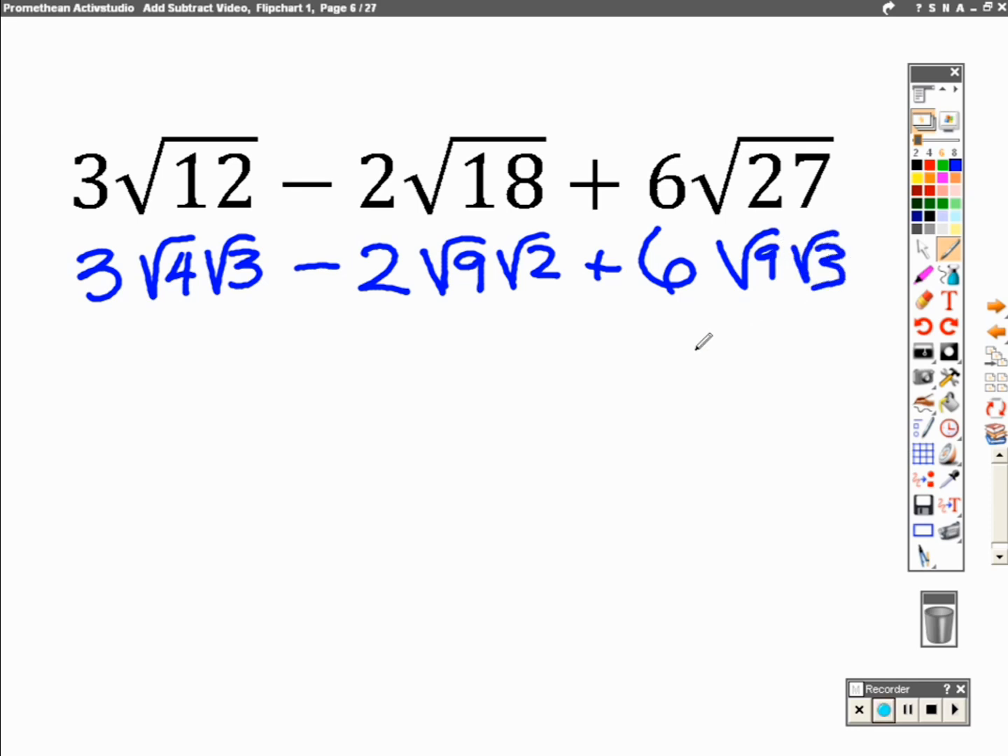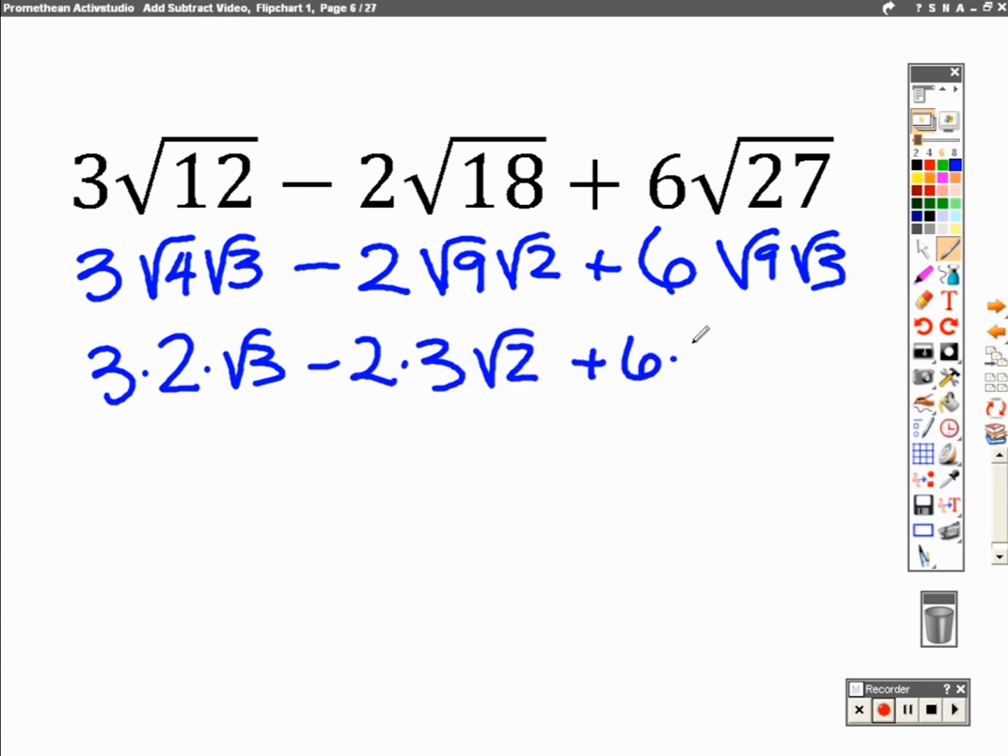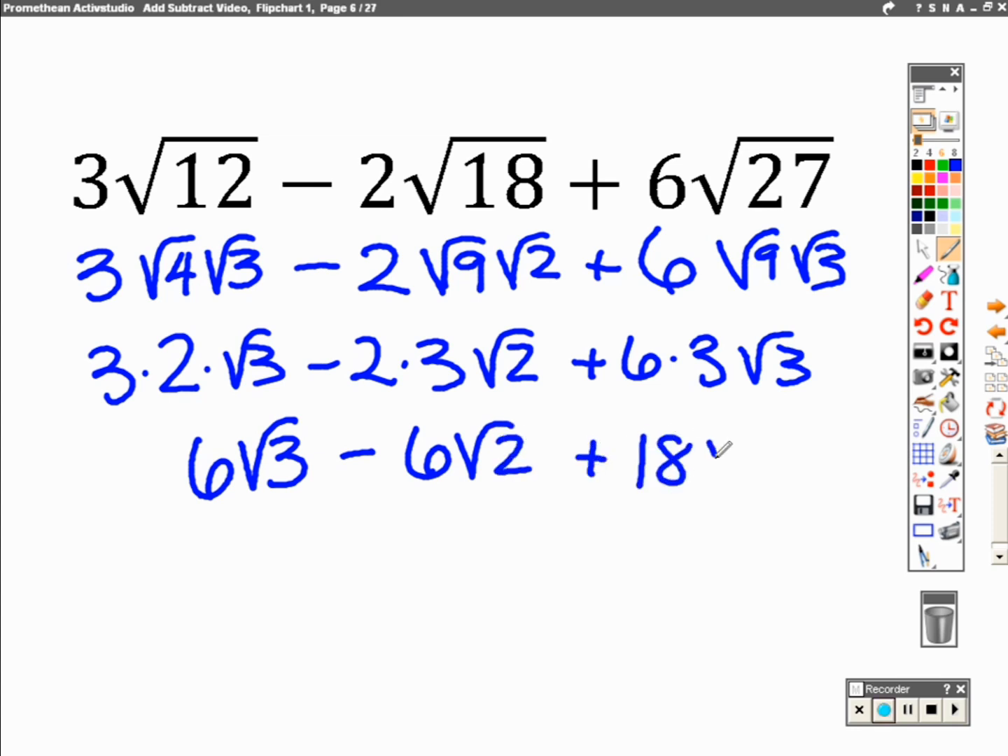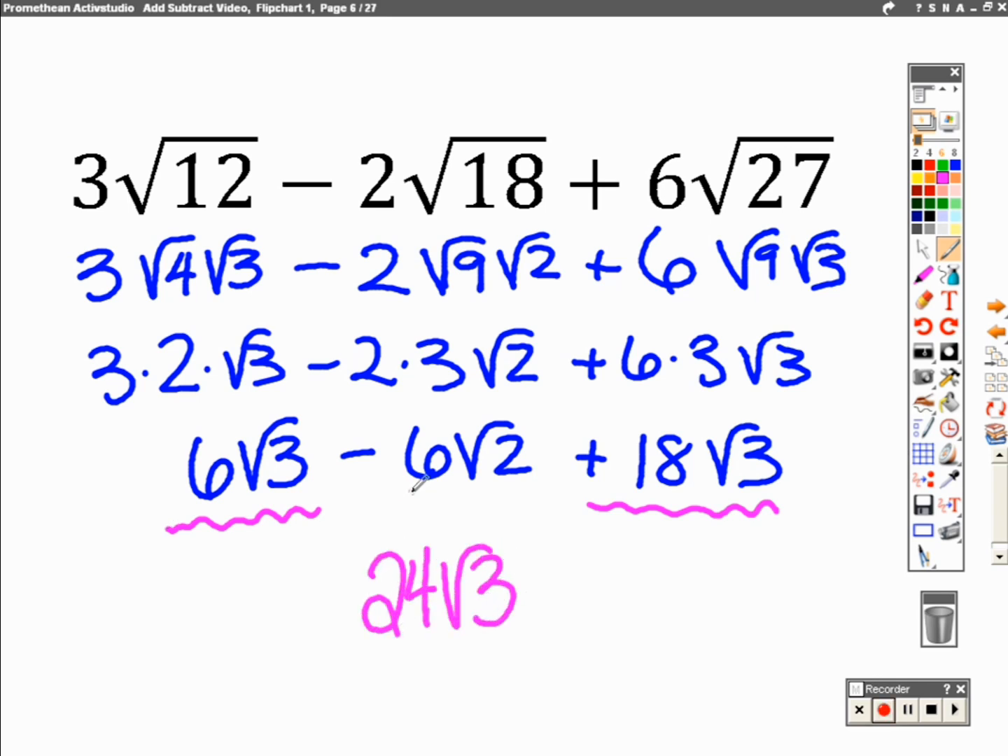I'm going to clean this up a little bit. So this is 3 times 2 times radical 3, minus 2 times 3 times radical 2, plus 6 times 3 times radical 3. And our new math problem is going to be 6 radical 3 minus 6 radical 2 plus 18 radical 3. And if I look closely, it turns out that this last term and this first term have the exact same radical glued to the back, like a backpack. So our problem becomes 24 radical 3's. And don't forget, I still have to reduce this by 6 radical 2.